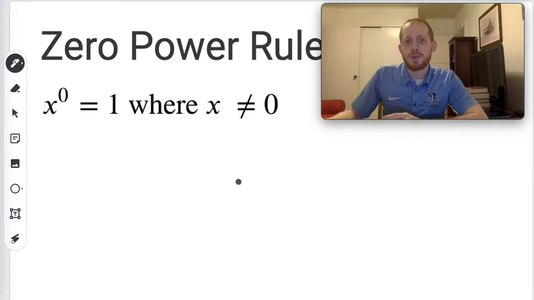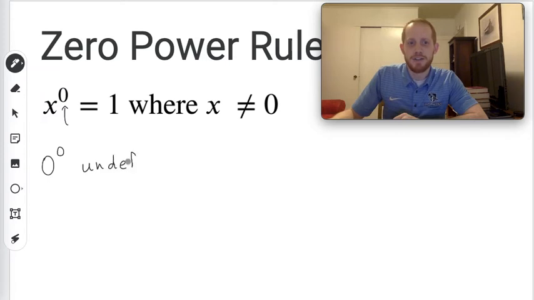The last rule that we're going to talk about is the zero power rule. This states that if you have a variable raised to the 0 power, then your answer will always be 1, except the case where x is equal to 0. Whenever you have 0 to the 0 power, that is undefined. There's simply no answer for that.